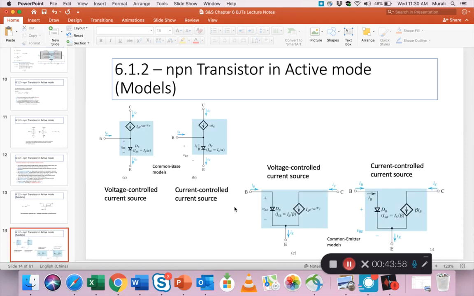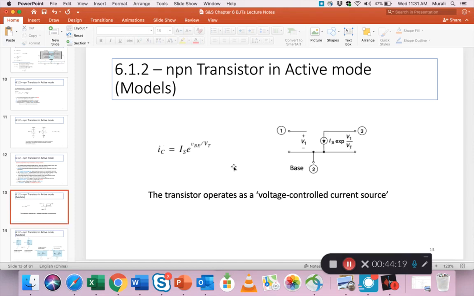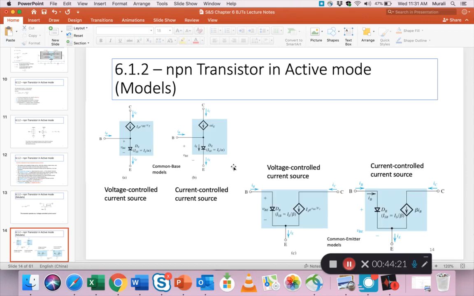There are more models that the textbook introduces to us. There's the voltage controlled current source and the current controlled current source. Here you'll see this is the same as what we just talked about. This is the voltage controlled current source, right? We already mentioned that in the previous slide, slide 13. So that's just being repeated, slide 14.